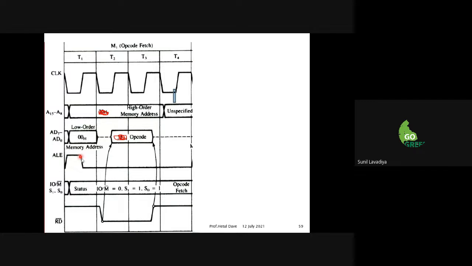ALE is also again high and then low. Then what is IO/memory bar? It's 0 because we have to work in the memory part, and S1 and S0 are also 1 because we are working with the opcode fetch part. Now, for the timing in which the opcode is there, we are writing the read bar operation. So read bar is like this one.